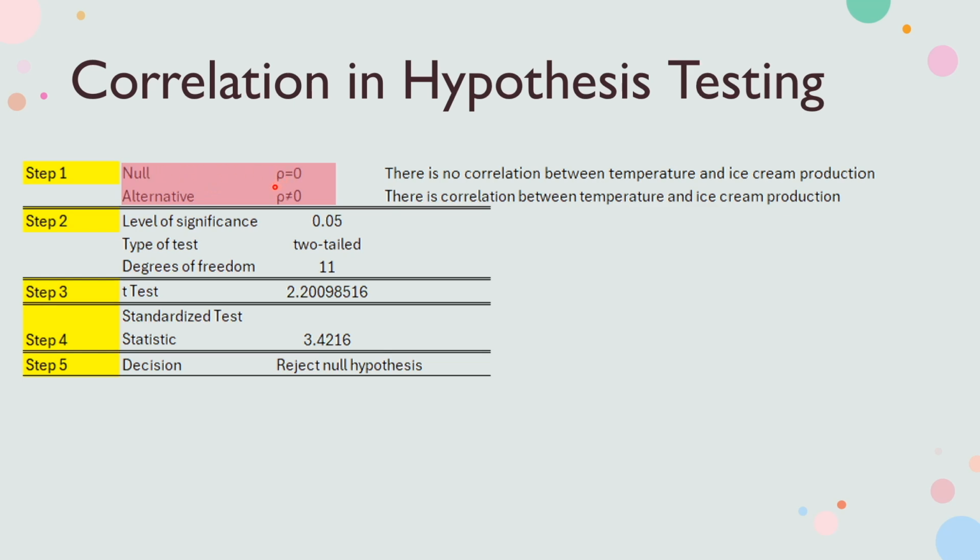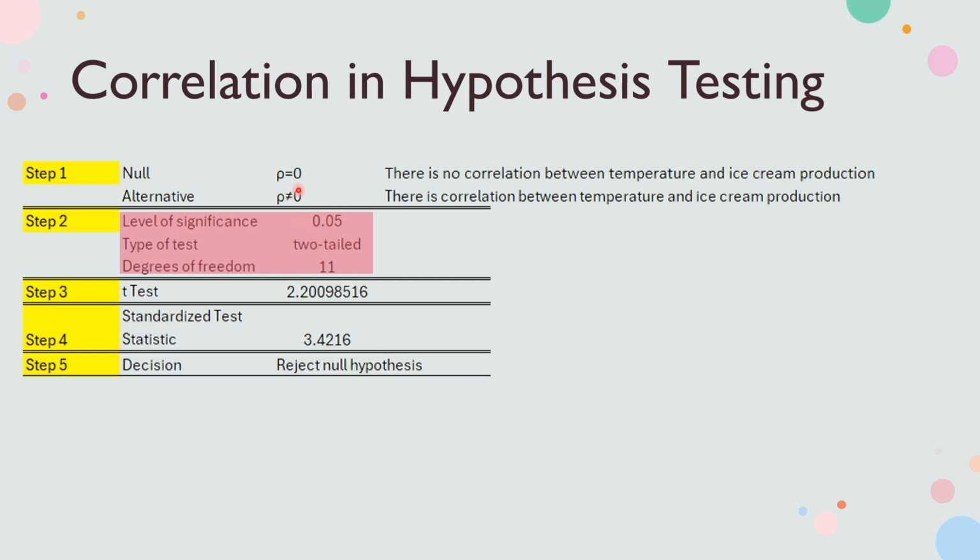Always remember that in hypothesis, the mathematical expression will always be in population. Rho is the population version of r, which is the correlation coefficient that we solve. The null is rho equals 0, while the alternative is rho not equals 0. This is always two-tailed because there is negative and positive correlation, and we look at both sides.